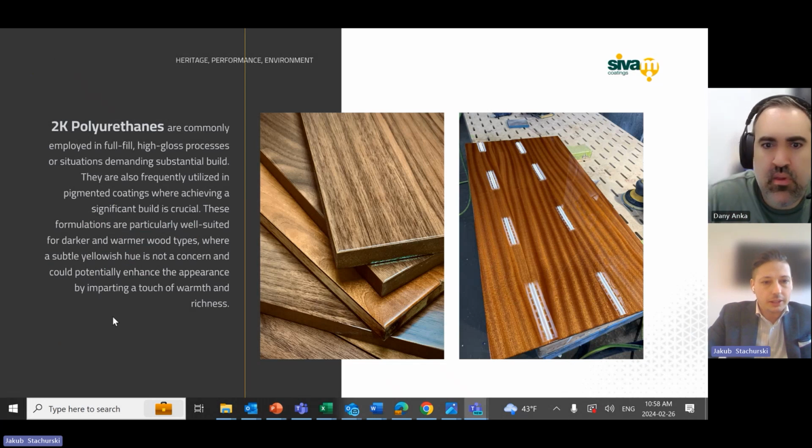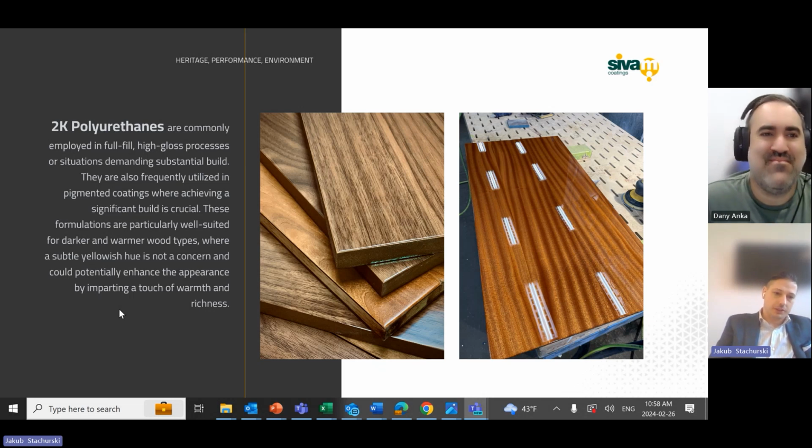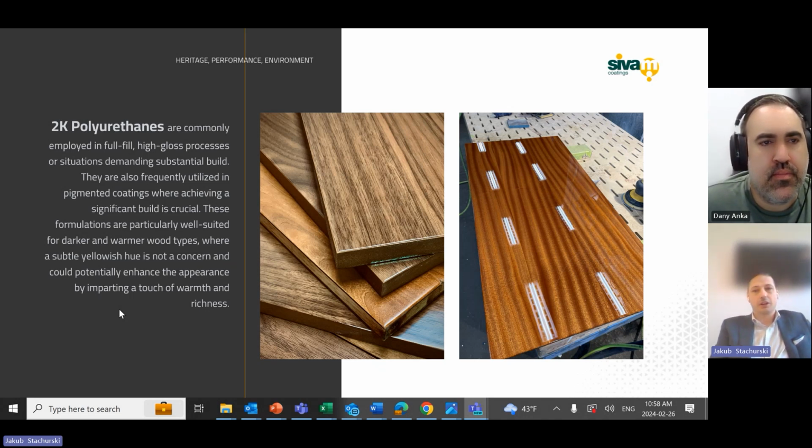What it really translates to is that two-component polyurethanes will typically be associated with high build finishes, full fill finishes. If you're doing walnut or if you're doing high gloss and you need that full fill, typically you will go with polyurethane. But keep in mind that polyurethane will be slightly yellow in color, and depending on the catalyst that you use, can significantly yellow more over time, or it can just remain the way it is, but it's already, as I said, slightly yellowish in color.